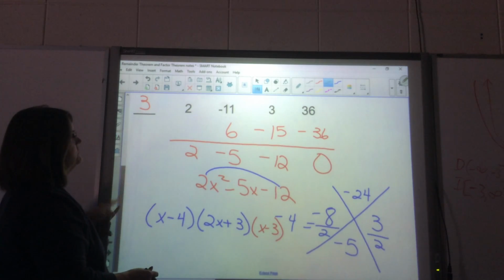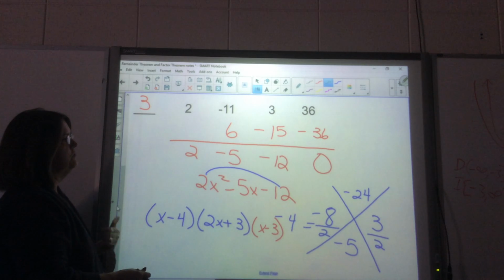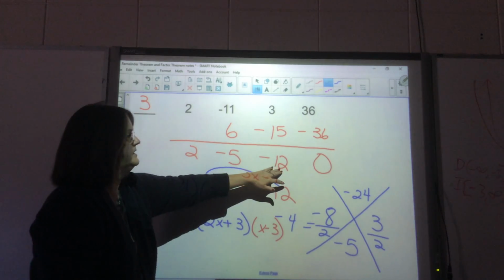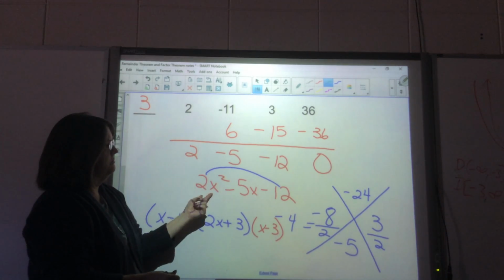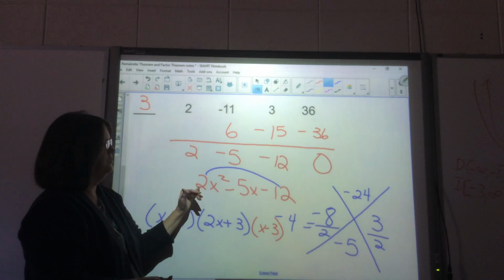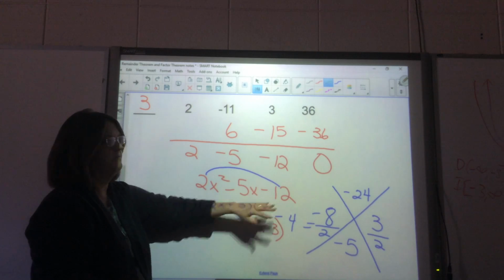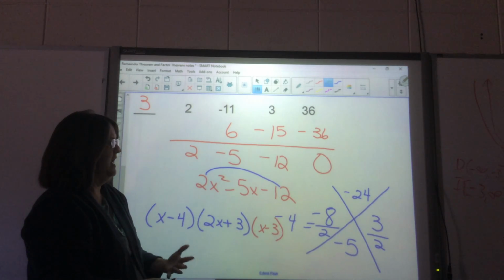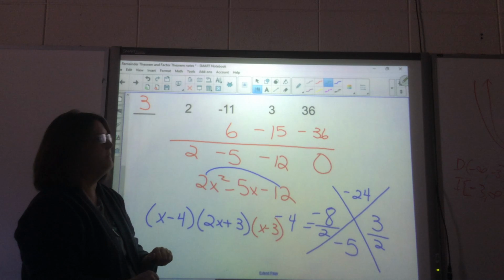And from another slide where we did synthetic division, you know that this coincides to the numerical coefficients that we bring down and we make right here. And this is 2x squared minus 5x minus 12. Now, I'm going to take that and I'm going to factor it to get my other two factors.